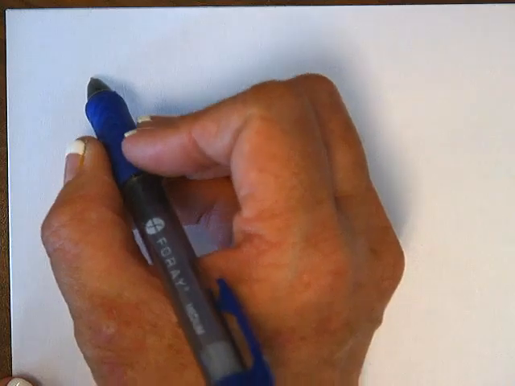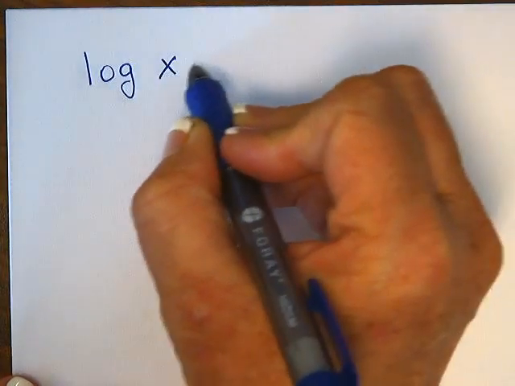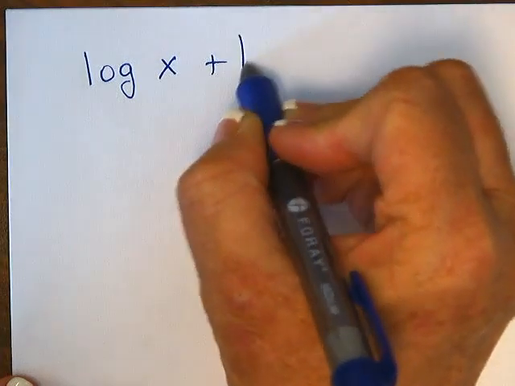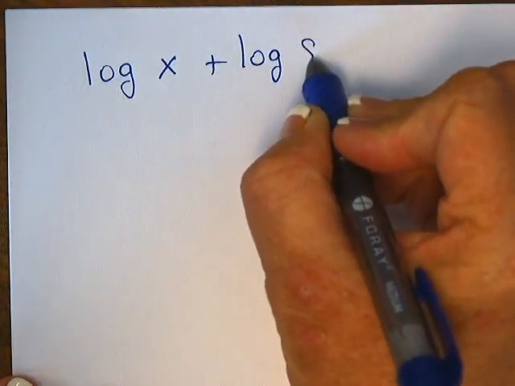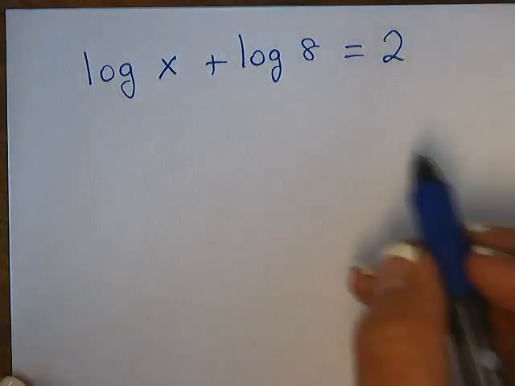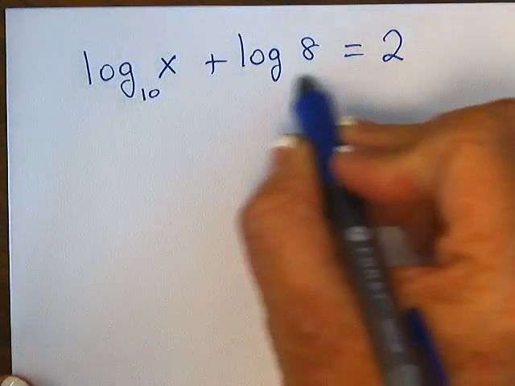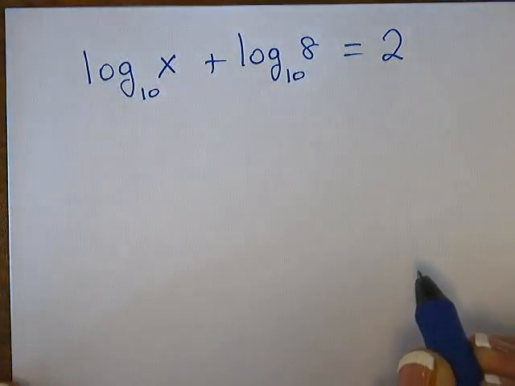Okay, in this video we're going to look at a little bit more complicated logs that we're trying to solve. As an example, let's say we have the log of x plus the log of 8 is equal to 2. Well, we know what our base is, even though it's not written. It's a 10, so let's go ahead and just write that in.